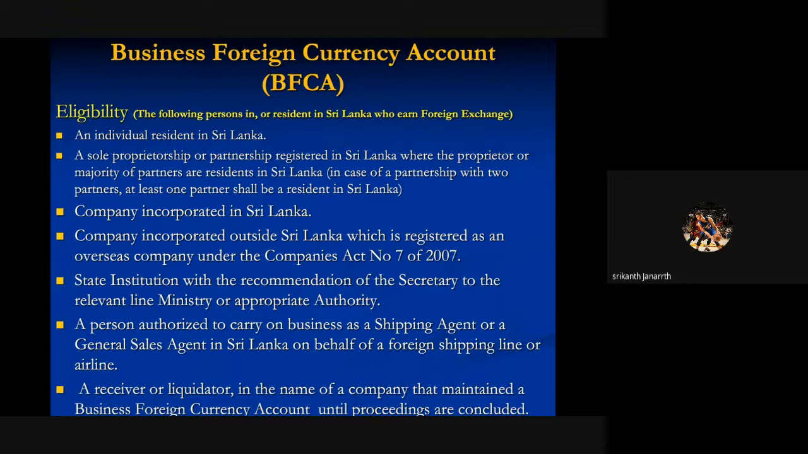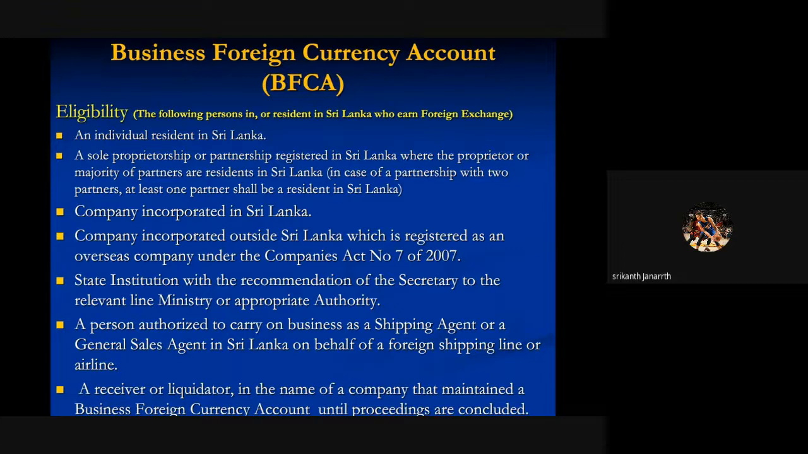Then state institutions, any government organization which has the capability of earning foreign exchange, yes, they can. Customs, ports authority, they can. Even airlines, airport. A person authorized to carry on business, shipping agent, yes. General sales, shipping and general sales agents, they are also permitted.